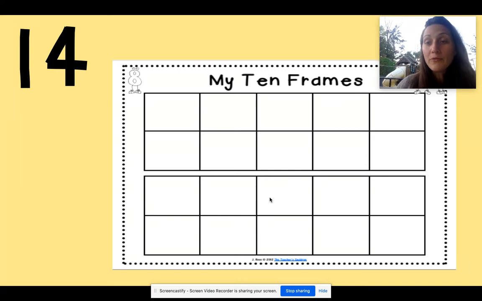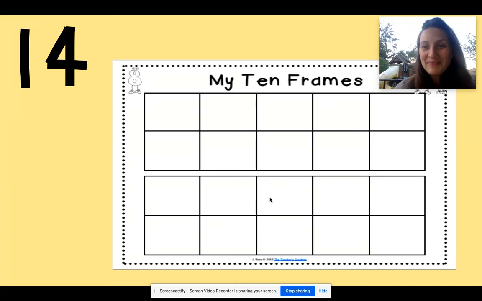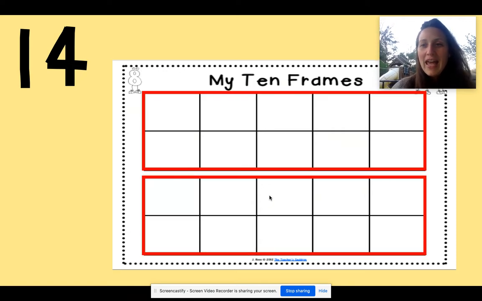Do I just put 14 counters anywhere? No. What do I use to put my counters in? What are these called? Who knows what these are called? If you said tens frames, you are correct. So we're going to use tens frames to show the number 14. Do I need 1 tens frame or 2 tens frames? I sure do. I need 2 tens frames. So here's my first tens frame, and here's my second tens frame.